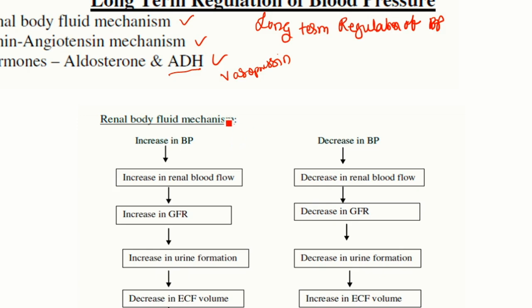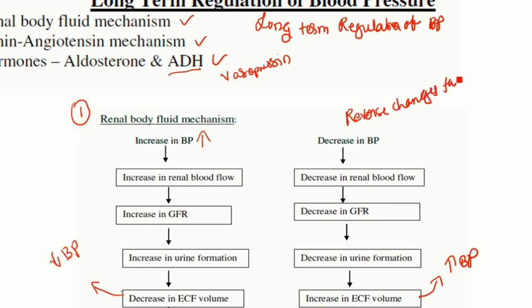Out of that, the first method is the renal body fluid mechanism. Suppose BP is increased. How does the renal system bring the BP back to normal? Increased renal blood flow, increased GFR, increased urine formation, decrease in ECF volume, decrease in blood pressure. BP is restored to normal. That's all, very simple. And on this side, decreased BP, reverse changes: decrease in renal blood flow, decrease in GFR, decrease in urine formation, increase in ECF volume, increase in blood pressure, restoration of blood pressure.